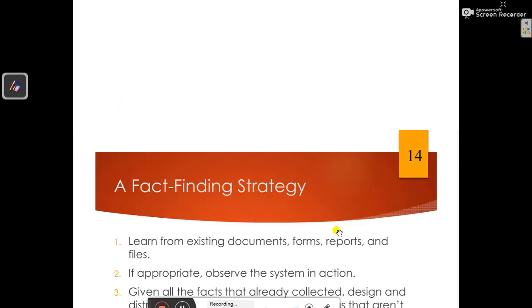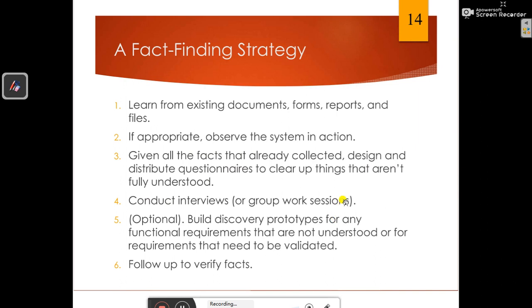So these are the different types of fact finding methods. So how can you find a fact finding strategy? The point is that you need to learn from existing documents, forms, reports and files. If appropriate, observe the system in action. And third, given all the facts already collected, design and distribute questionnaires to clear up things that are not fully understood. And then you can conduct an interview or group discussions or group work sessions.